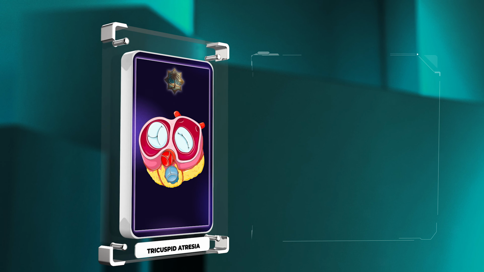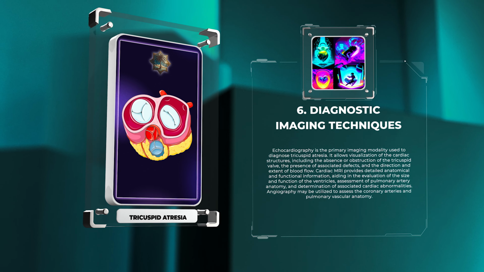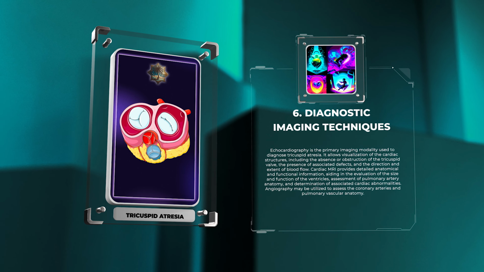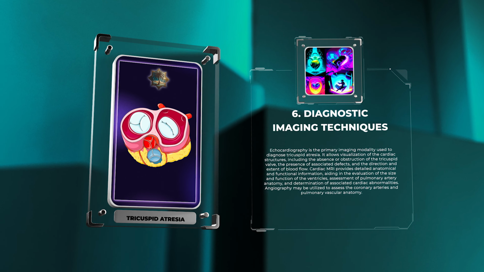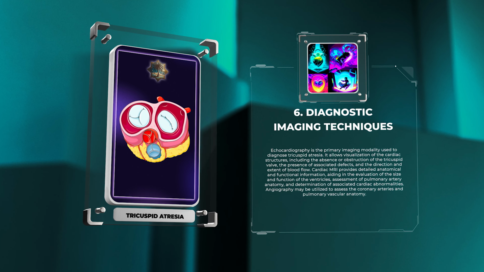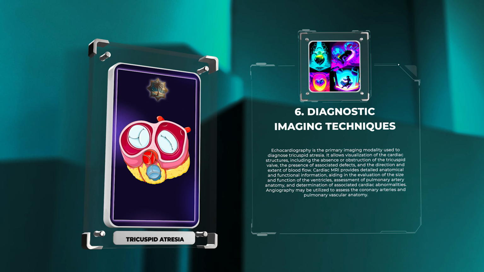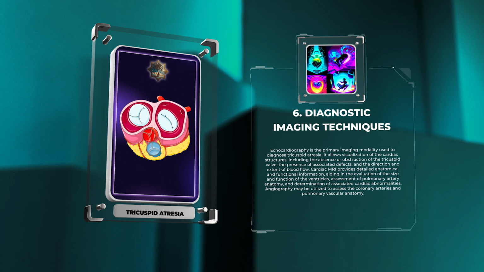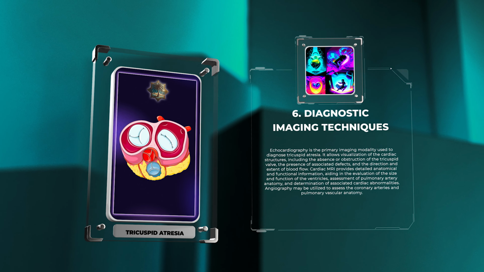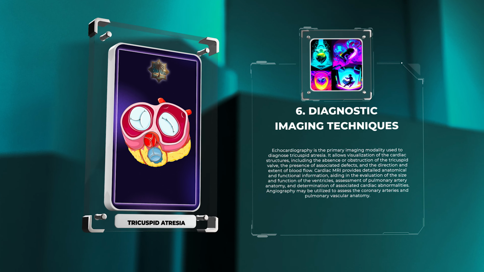Echocardiography is the primary imaging modality used to diagnose tricuspid atresia. It allows visualization of the cardiac structures, including the absence or obstruction of the tricuspid valve, the presence of associated defects, and the direction and extent of blood flow. Cardiac MRI provides detailed anatomical and functional information, aiding in the evaluation of the size and function of the ventricles, assessment of pulmonary artery anatomy, and determination of associated cardiac abnormalities. Angiography may be utilized to assess the coronary arteries and pulmonary vascular anatomy.